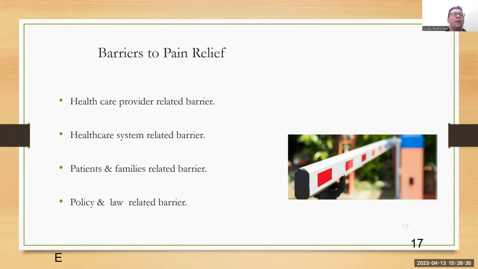Next, policy or law related barriers. Policy means we have different things like the WHO analgesic ladder. We can see it in the next class. So in the WHO analgesic ladder, there is a step for the strong opioids, but not all hospitals have the license for procuring strong opioids. The patient is having pain and it is not relieving with the weak opioids and other painkillers. So the patient has to get the strong opioids, but the hospital is not having the license, no? So this is not the fault of the patient. This is the fault of the policy or the law of this hospital or the state.